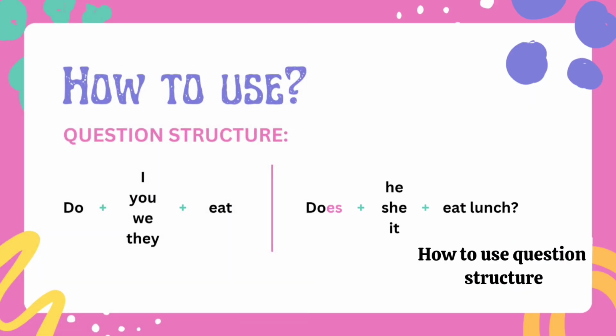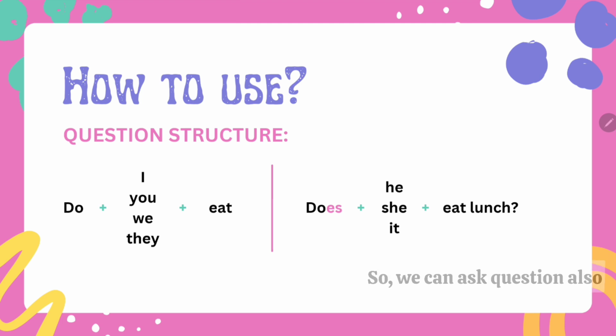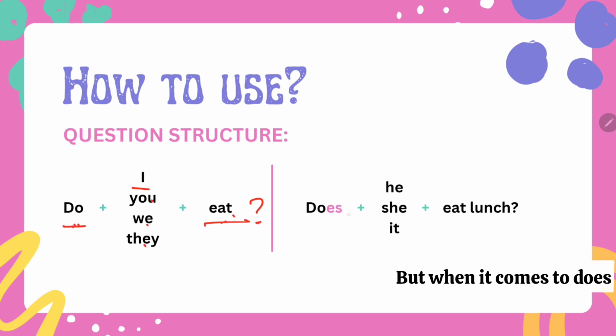How to use question structure? We can ask questions also in simple present tense. We have to ask the question by starting with do. Do I eat? Do you eat? Do we eat? Do they eat? But when it comes to he, does he eat lunch? Here also no s, es or ies. Does he eat lunch? Does it eat lunch?